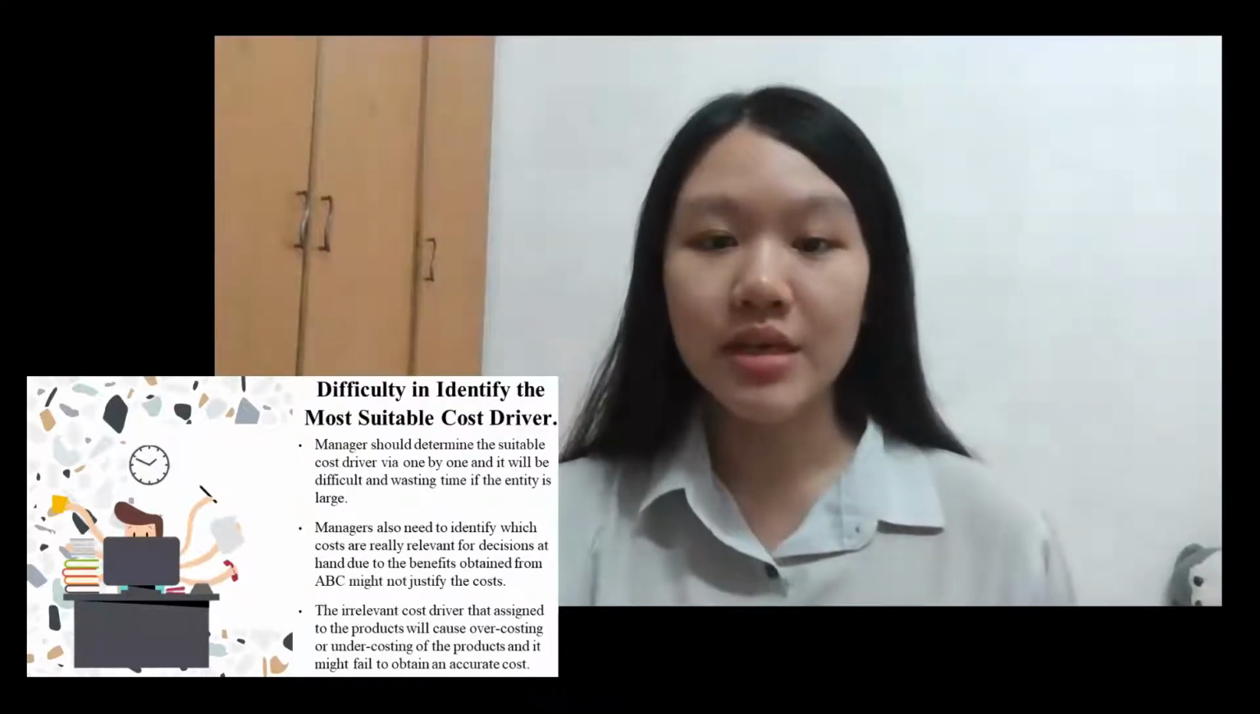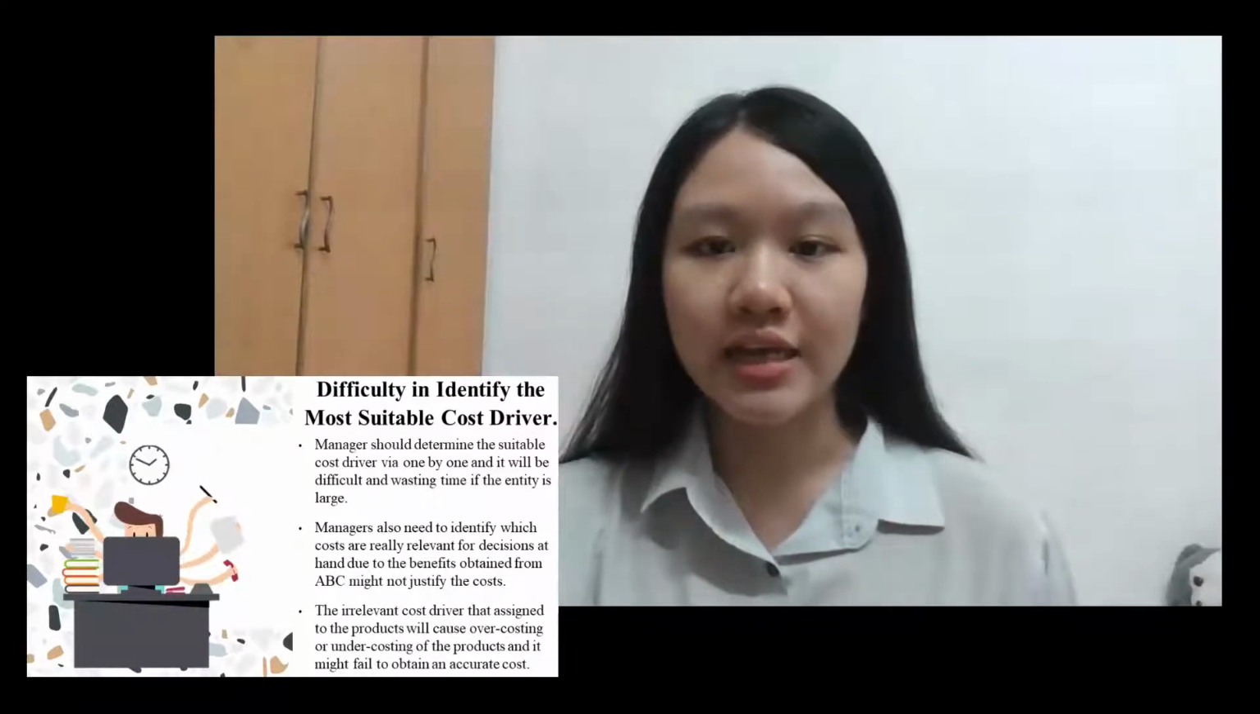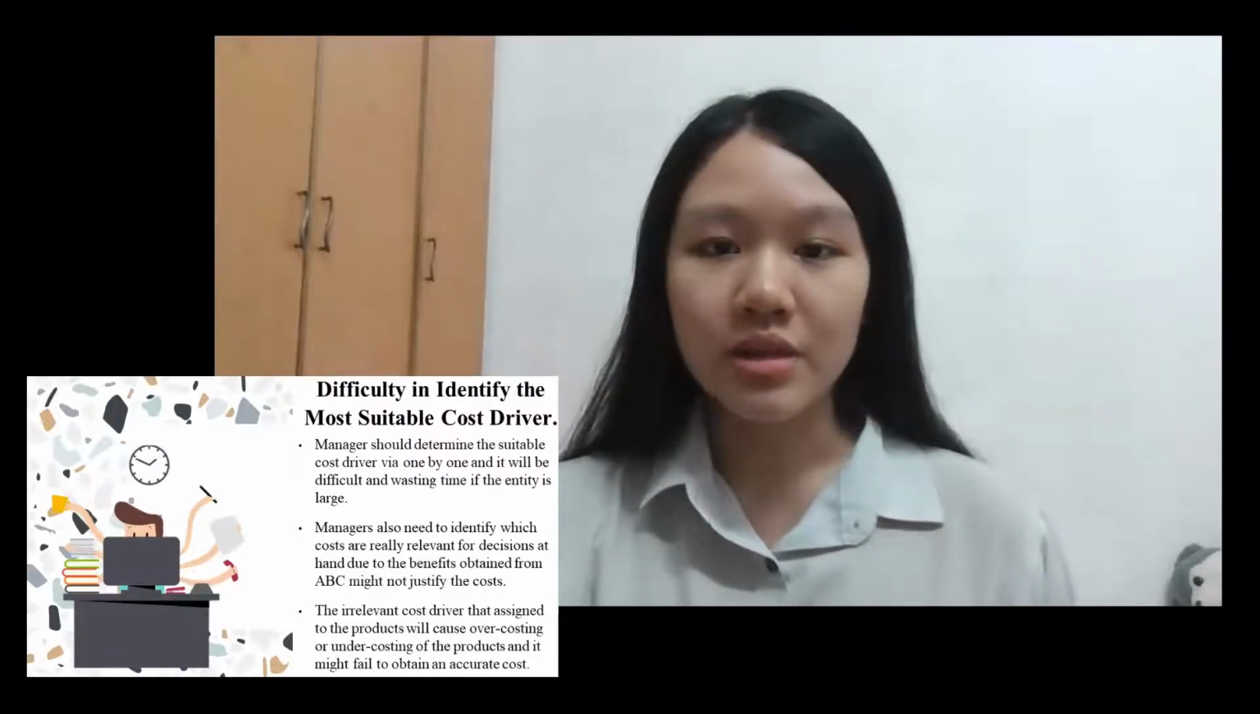Besides that, before making any useful decision by means of activity-based costing data, managers also need to identify which costs are really relevant for the decision at hand, because the benefit obtained from activity-based costing might not justify the cost. And an irrelevant cost driver assigned to the product will cause over or under costing of the product, and it might fail to obtain an accurate cost.